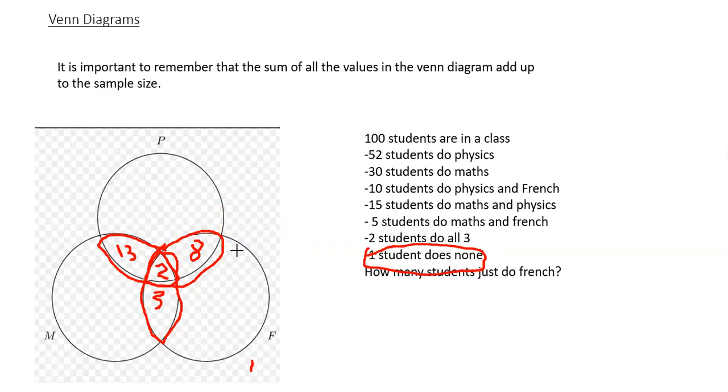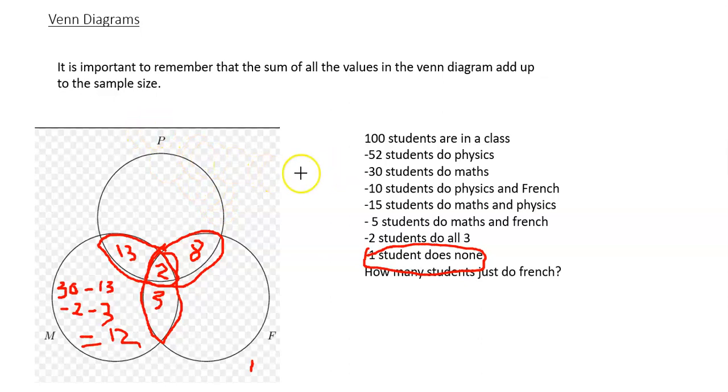Okay, so now that we have the middle blocks sorted out, we can start moving on to the big blocks. Let's start with the math. So 30 students in total do math. But remember, we've already put down 13 that do math and physics, so we minus 13. We also have 2 that do all 3, so we minus 2 again. Then we also have 3 that do math and French, so we have to minus the 3, and there we'll get 12 students that do just math.